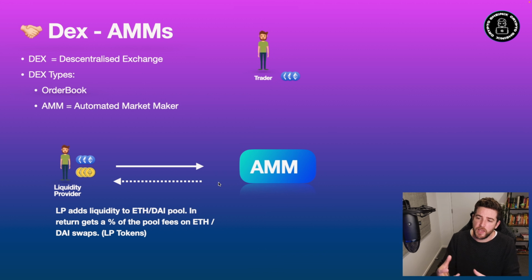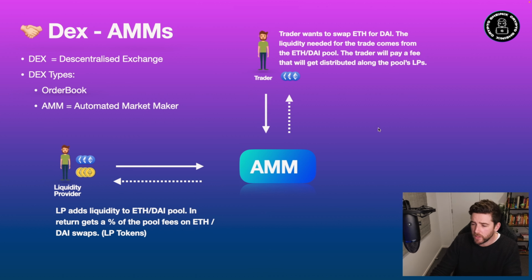So basically, for every trade that is made on the pool where the user provided liquidity, the user will get some fees, and the fees will be distributed among all the liquidity providers. So you get some shares of the pool, and money is distributed based on the amount of shares that you have in that pool. And then on the other side, we have the trader. For example, let's say he wants to swap ETH for DAI. The liquidity needed for the trade comes from the ETH DAI pool, and the trader will pay a fee that will get distributed among the pool's liquidity providers. That's what we said before.